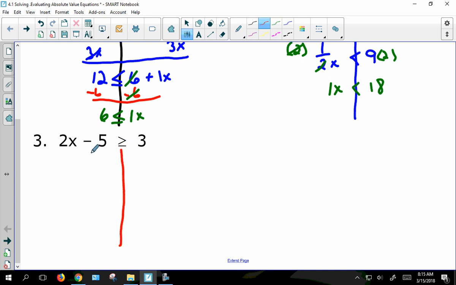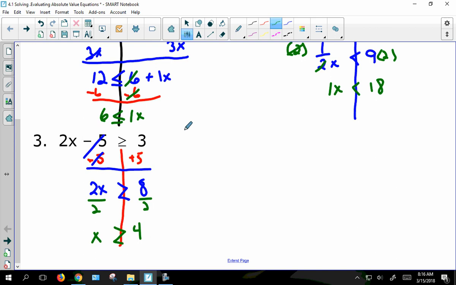So last one. First thing we do is add the 5. Get rid of the loner. We add 5 to both sides. We don't touch the 3 because it's all by itself. Can you? Yes. Do you? No. These cancel, leaving me 2x is less than or equal to 8. I'm now going to divide both sides by 2. X is less than or equal to 4.